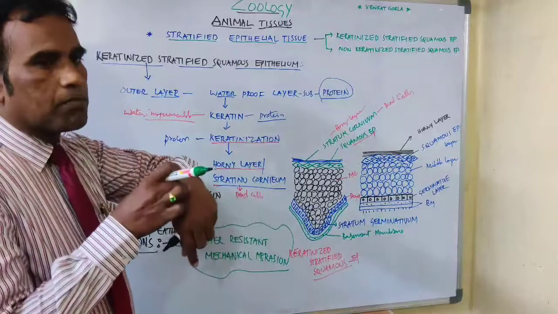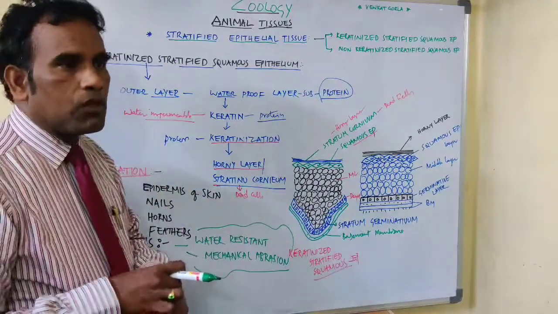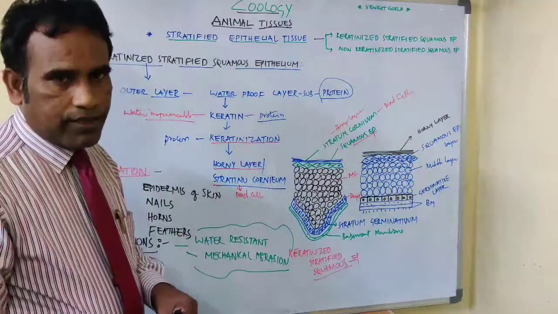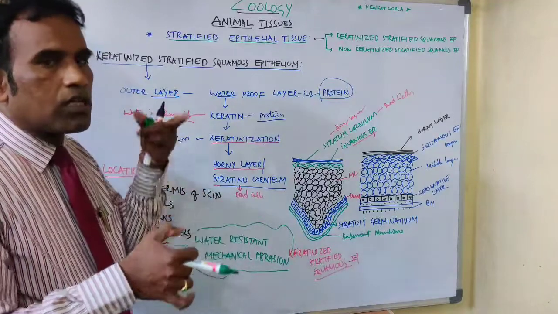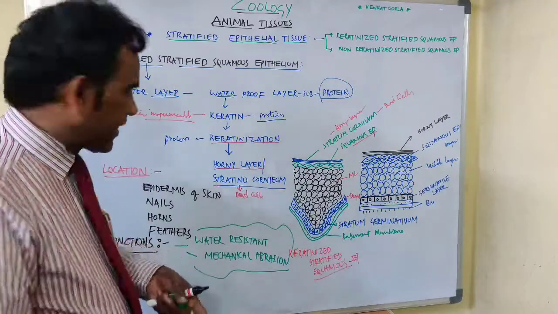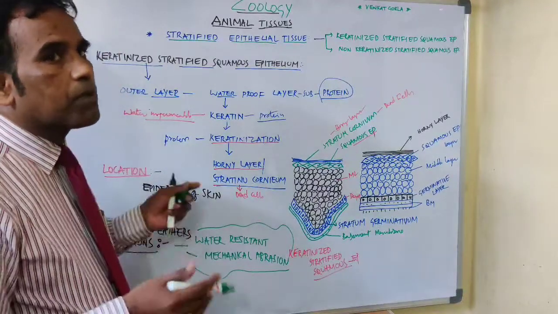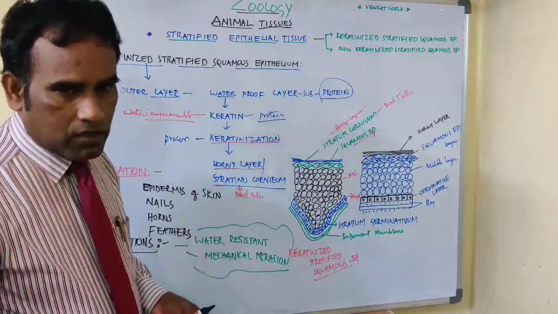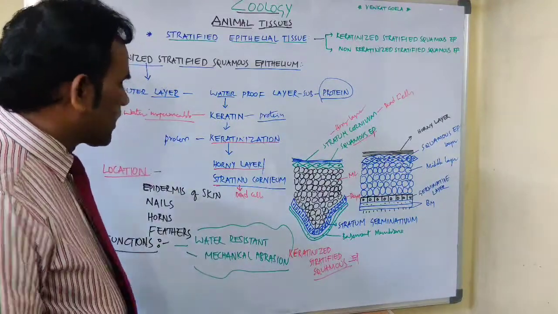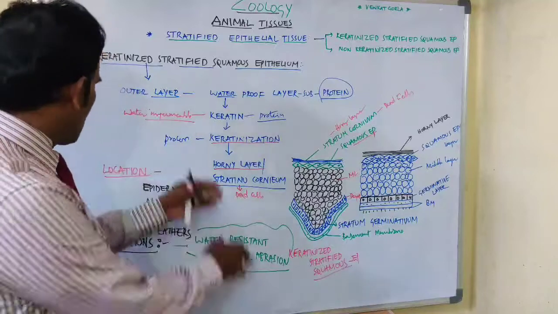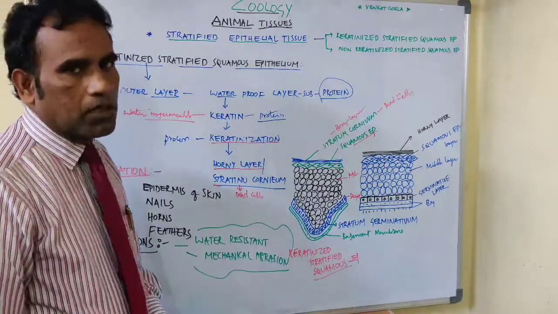See, on the surface of the skin, it is present as the epidermis of the skin, so water is not allowed inside. As well as nails, so there is no entry of water inside. And horns, similarly, you know this, and feathers. So it acts as a waterproof jacket, and also protects against mechanical abrasions.